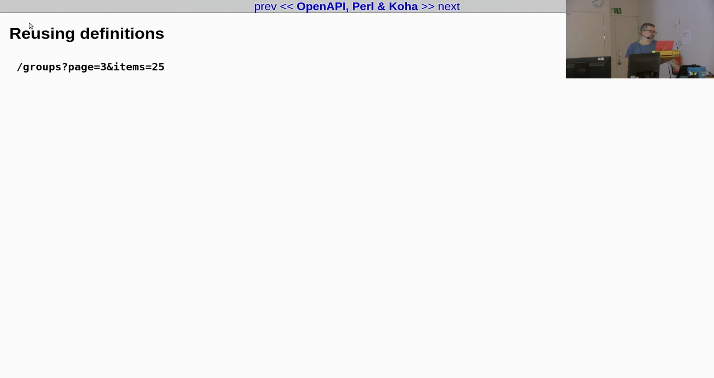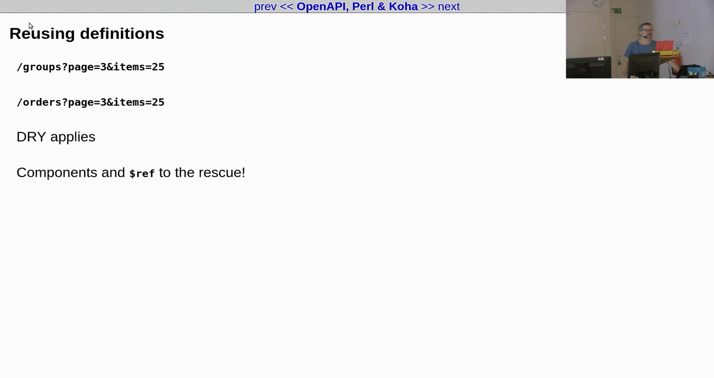But then you have another endpoint where you also have a pager, and you have another endpoint where you also have a pager. So "don't repeat yourself" also applies to this JSON schema thing, because you don't want to copy and paste all of this all over the place. So there's something called components and this magic thing called $ref.